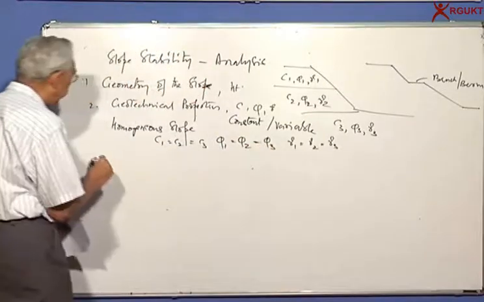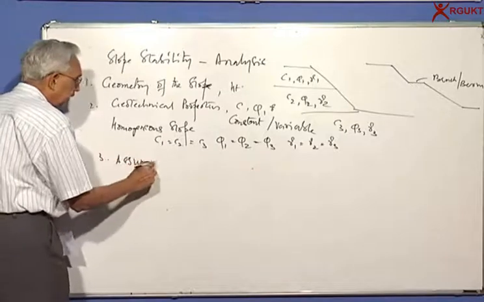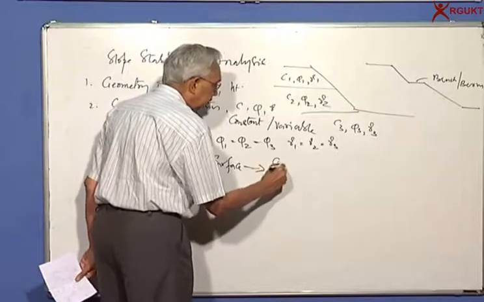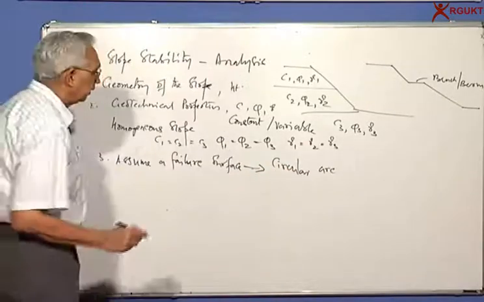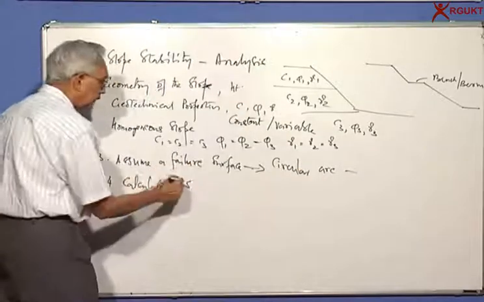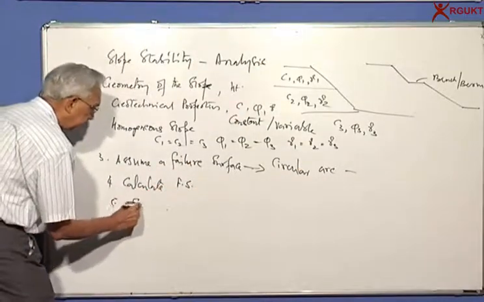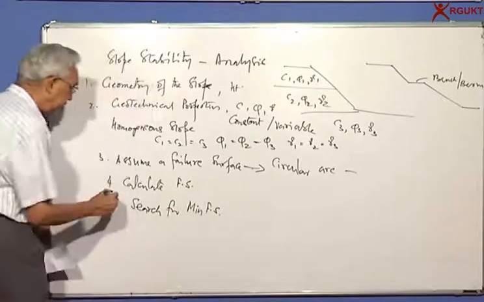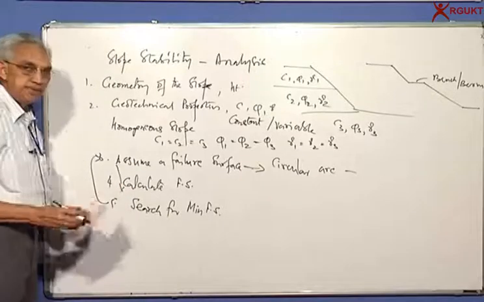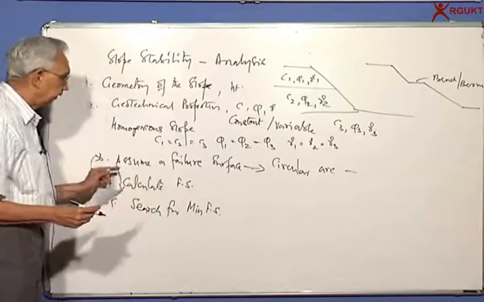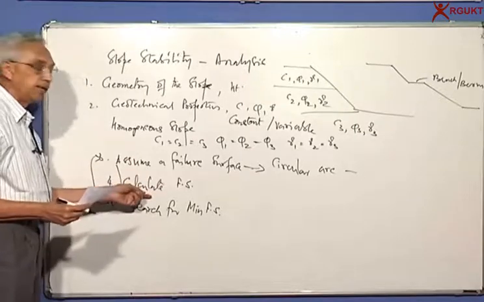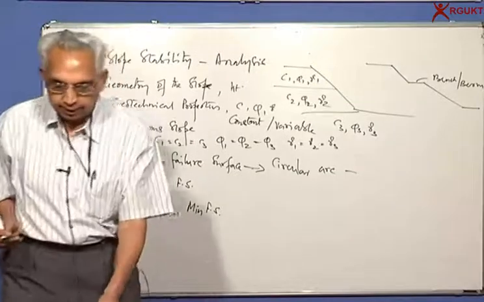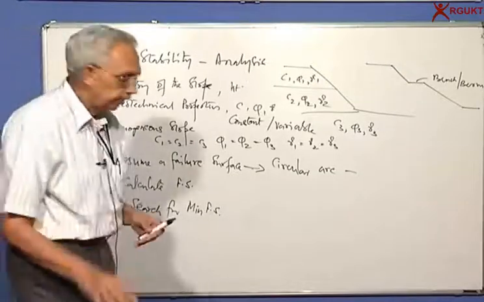The next step would be to assume a failure surface. We'll only consider a circular arc from now onwards and calculate the factor of safety. And the next step would be to search for the minimum factor, which means you have to go back continuously. It's an iterative process. You assume a different failure surface and calculate the factor of safety till you get the minimum. This is how we calculate the minimum factor of safety for slopes.